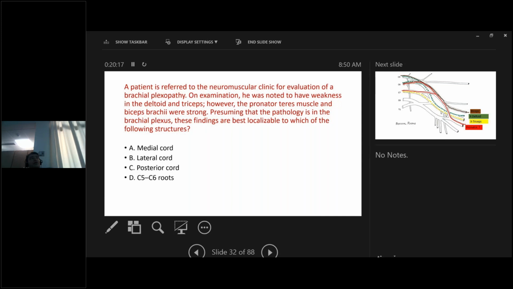Okay. The pronator, let's go with something easy. The biceps comes from which nerve? Which nerve innervates the biceps?